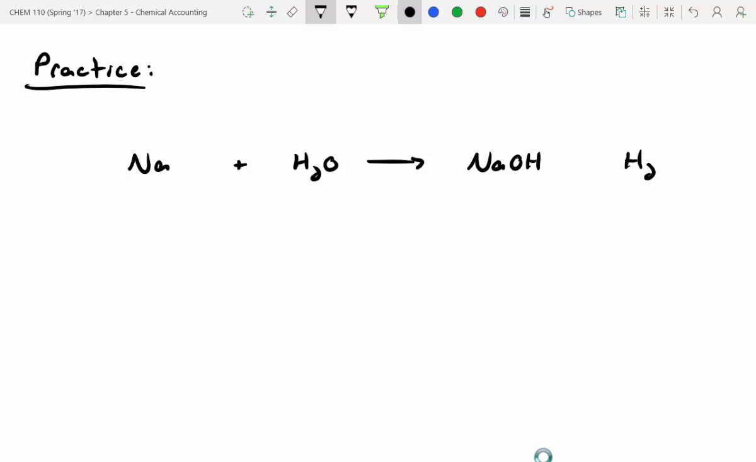All right, and then we'll do another one. We'll do silicon tetrachloride plus water.